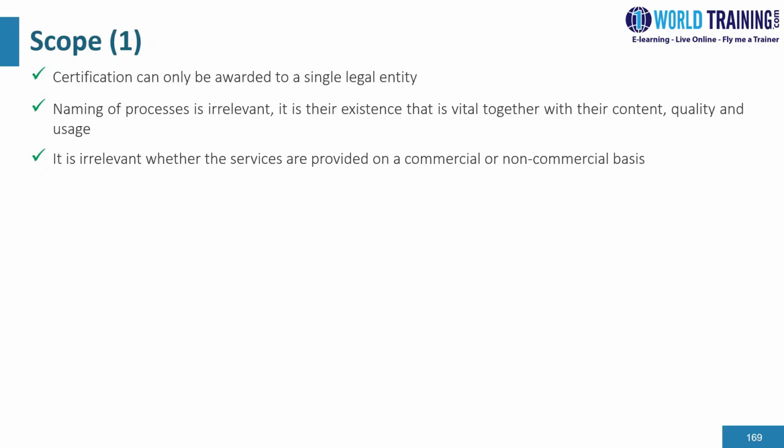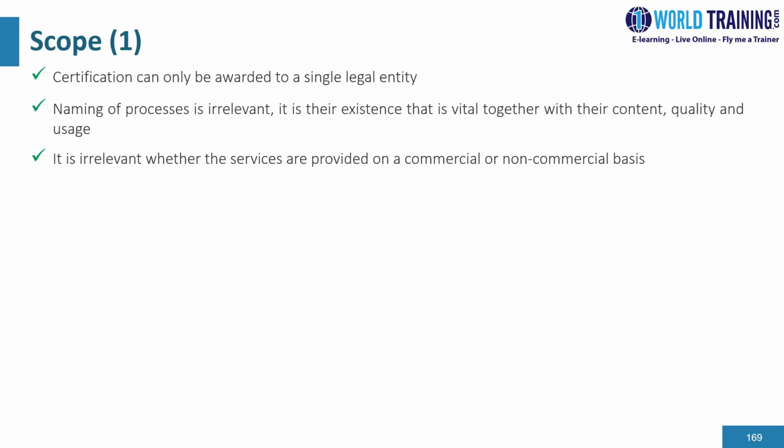Scope requirements at practitioner level. Several specific points are worth knowing precisely. First, certification can only be awarded to a single legal entity. So even if the scope covers multiple companies under common ownership, the certificate is issued to one specific legal entity. Practical implications would be for multinational organizations with separate legal entities per country. Each entity needs its own certificate.